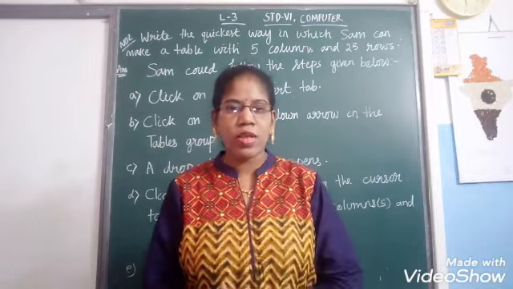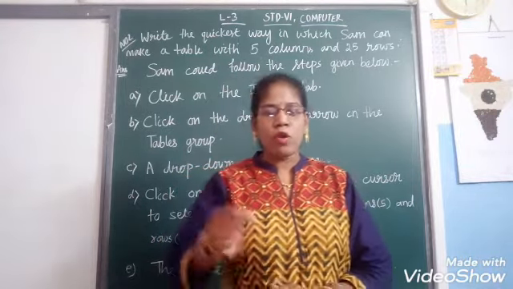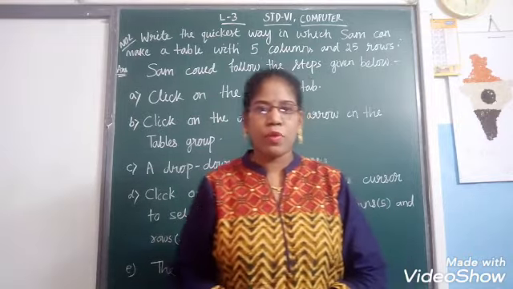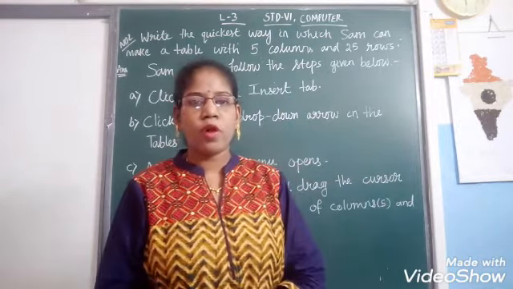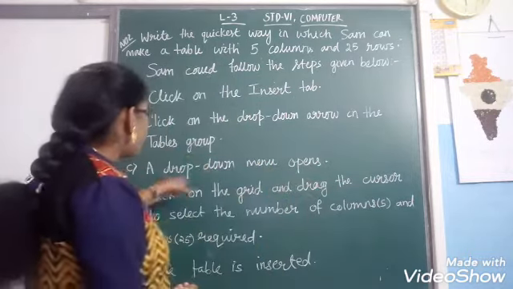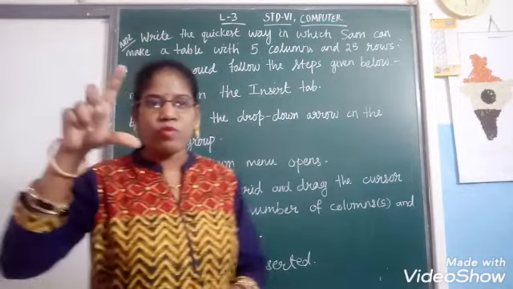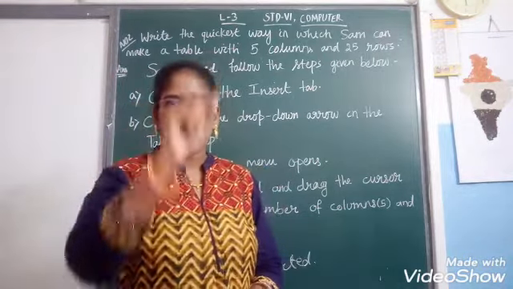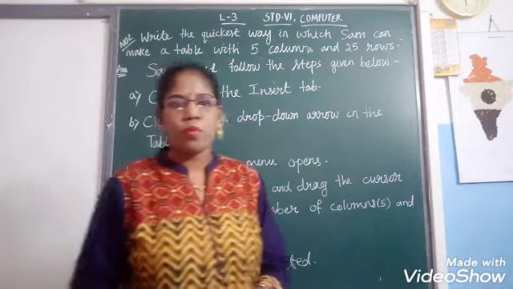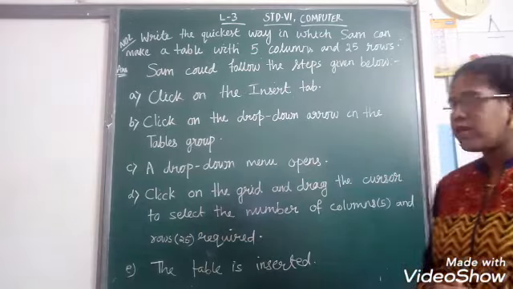You have to click on the insert tab. Then in the table group, if you click the drop down arrow, the drop down menu opens. Once the drop down menu opens, the grid option will be shown. From the grid option, you click and draw how many rows and columns you require. See the answer once again. Is it clear?